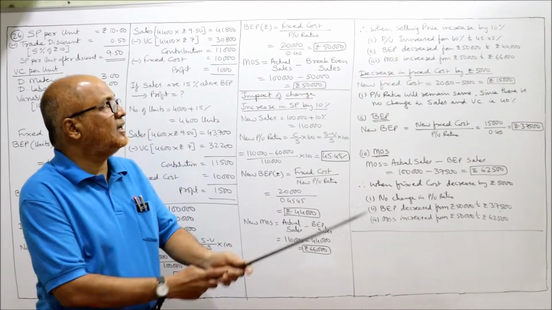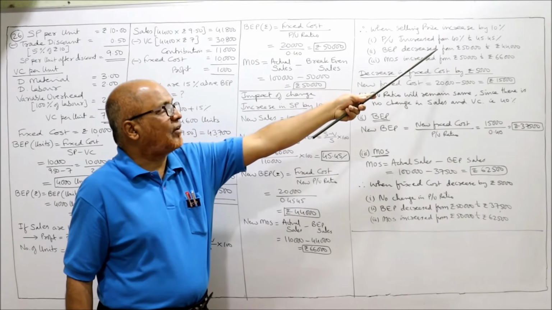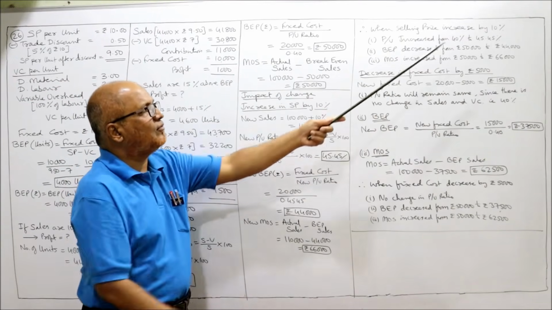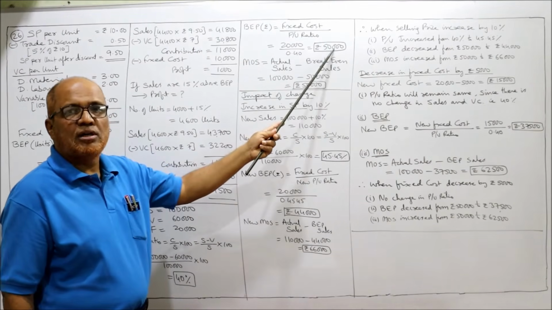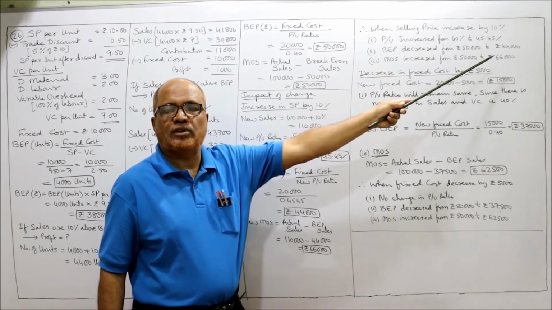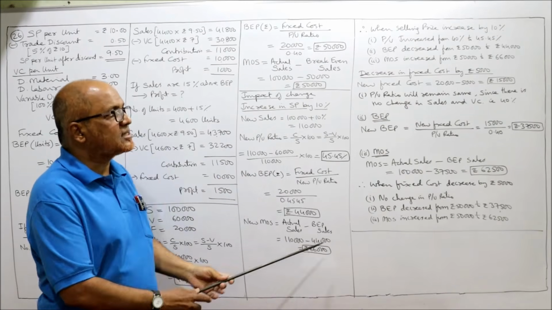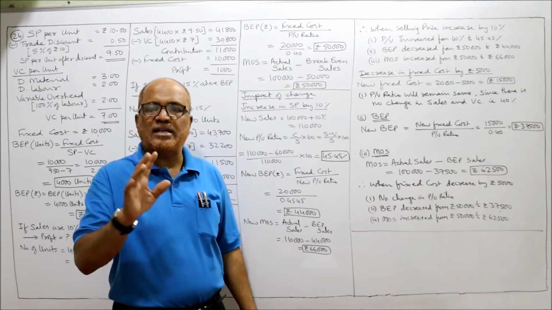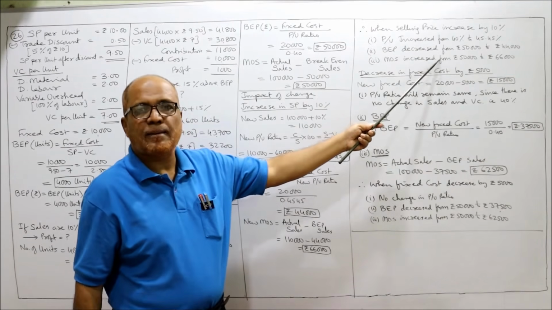So what is the impact? Here I am writing. When selling price is increased by 10%, PV ratio increased from 40% to 45.45. Earlier it is 40%, now it has become 45.45. The BEP has decreased. Earlier BEP was 50,000, now BEP has become 44,000. MOS, earlier MOS was 50,000, now MOS has become 66,000. So due to this change, the PV ratio has increased, the BEP has decreased and margin of safety has increased.